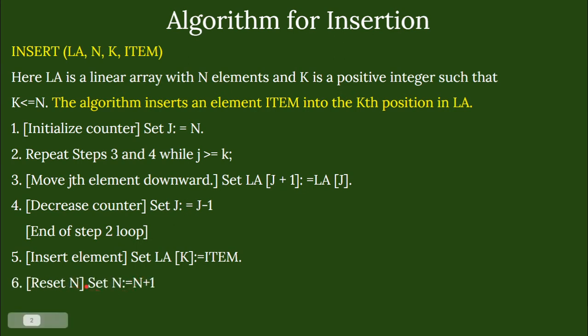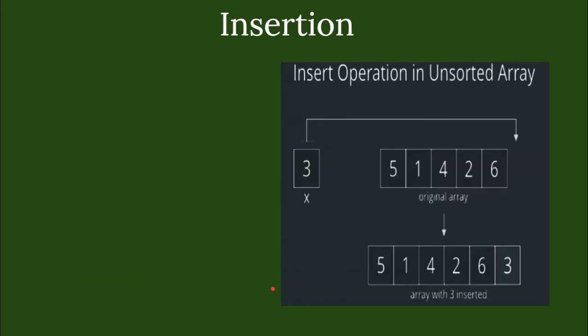And reset N: set N = N + 1, which means now we have inserted one more element. Now the size becomes plus 1, because suppose we have 5 elements in the array, if we add one more element, it will become 6. So N = N + 1. So that's all, the algorithm is over, which helps to perform the insertion into an array, that means inserting an element into the array. Let us see the same with an example.